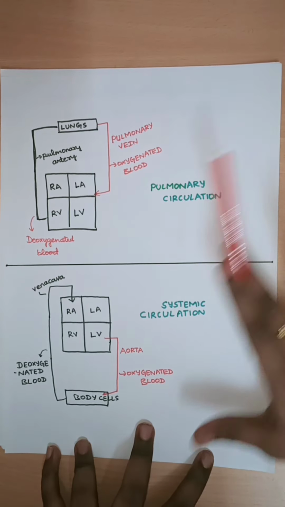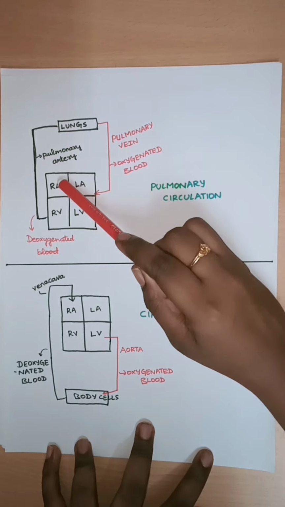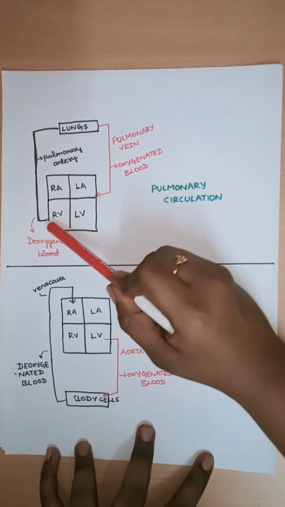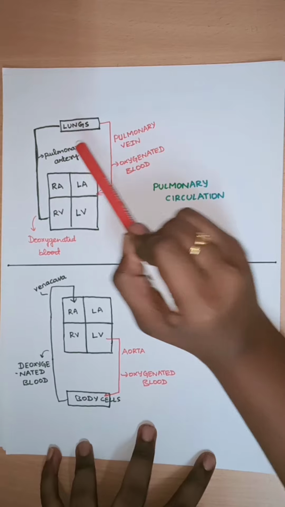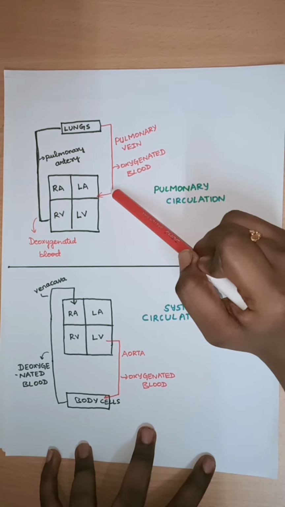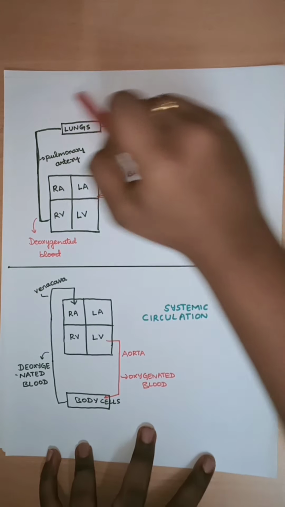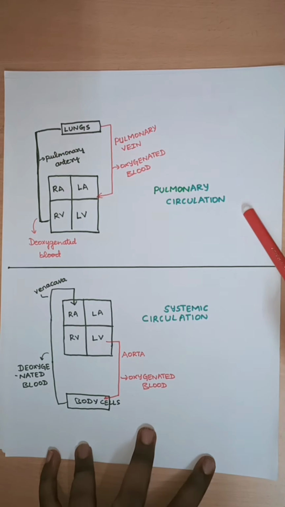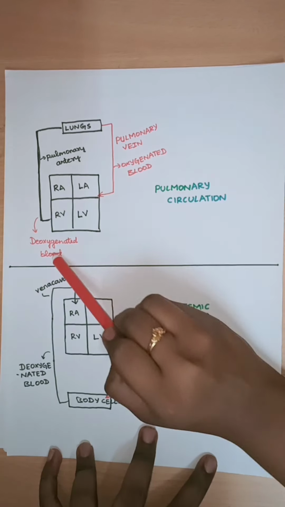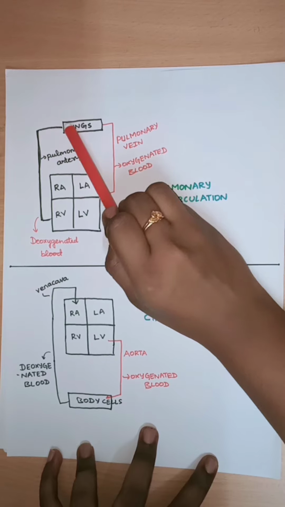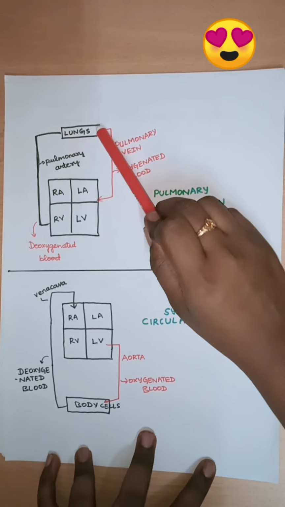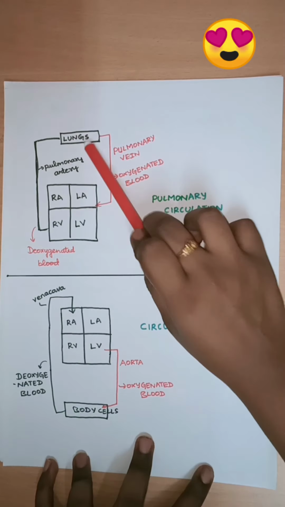Now I am going to give a quick overview of this topic. From the right atrium, the blood passes to the right ventricle, and this deoxygenated blood enters the lungs. Here is where the blood gets oxygenated. This oxygenated blood enters the pulmonary vein and reaches the left atrium. This entire process is known as pulmonary circulation. Wherever the lungs are involved, it is called pulmonary. The pulmonary artery and the pulmonary vein are called so because they are connected to the lungs.